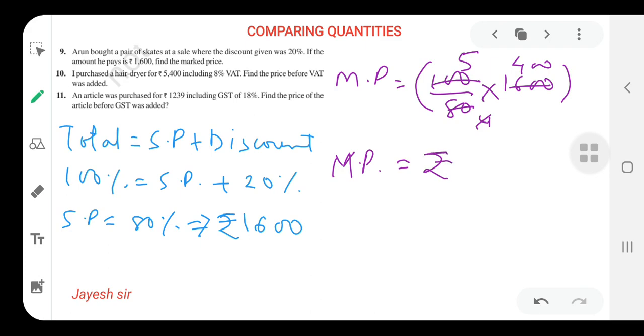Let us insert the rupee sign first. Rupees 25 4 20 and again 2 zeros. So the marked price of the article is rupees 2000, because in your books this type of sums are solved on the other websites or other reference from where you will take. That would confuse you a little bit by using the fraction method.